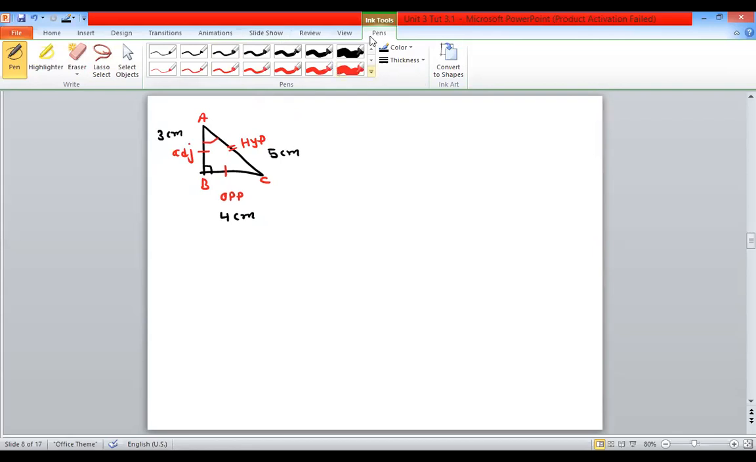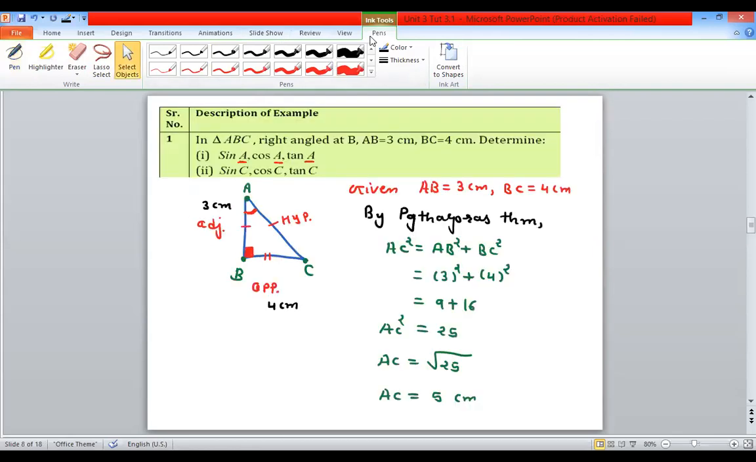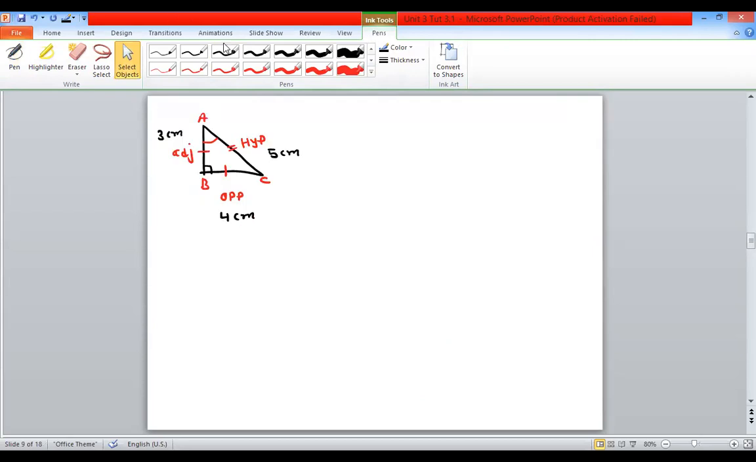So look here, first of all we can find sin A, because my first question is to find sin A, cos A and tan A. Sin A means opposite upon hypotenuse. The length of the opposite is 4 centimeter upon, sorry, 5 centimeter. So this is your answer.